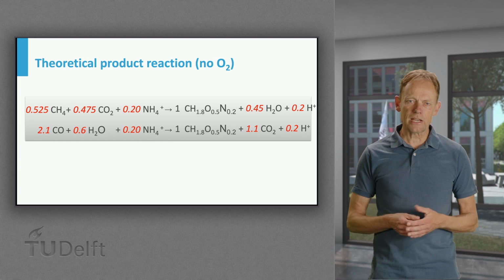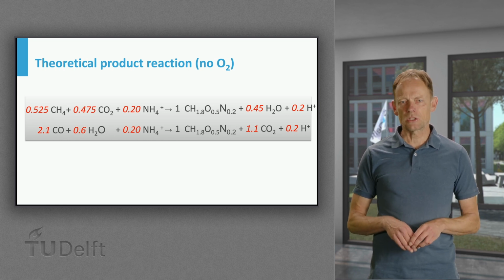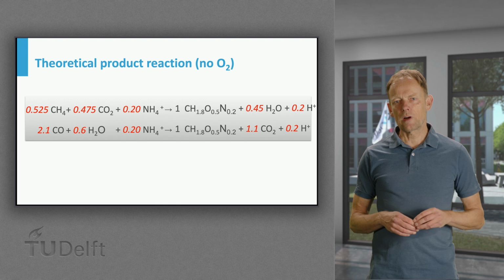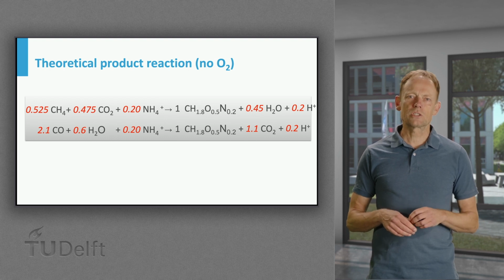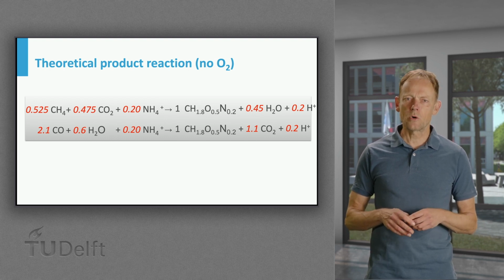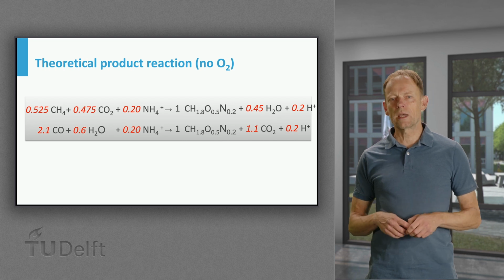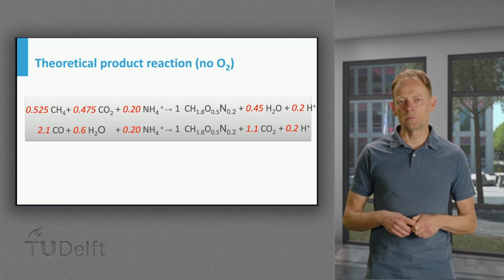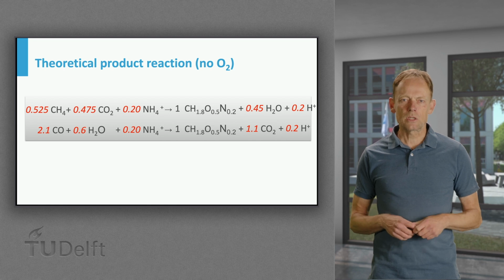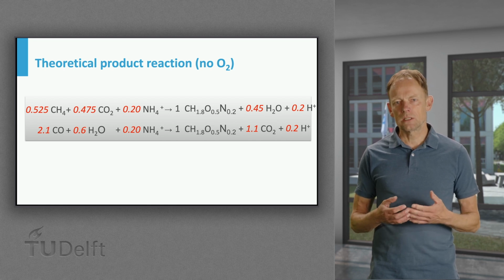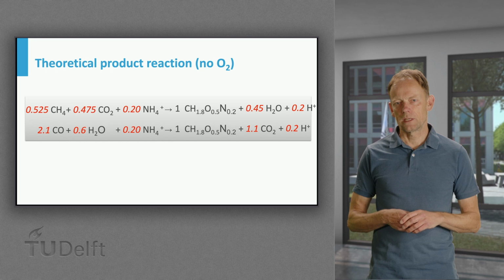See for example the reactions with methane or carbon monoxide, where 0.525 methane plus 4.475 CO2 and 0.2 ammonia go to 1 biomass, 0.45 water and 0.2 protons. And for carbon monoxide you can see the reaction, it requires water and produces CO2.